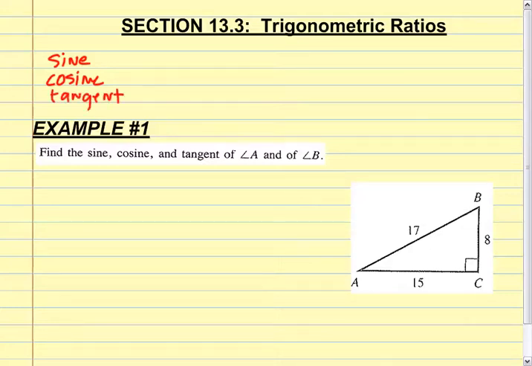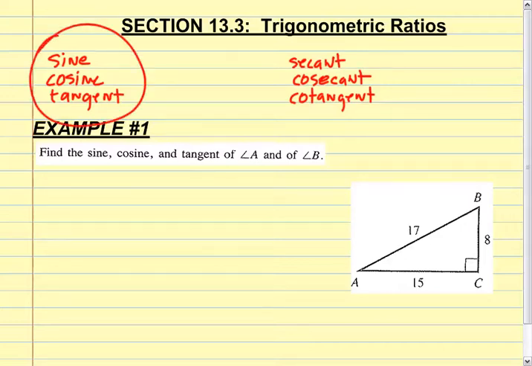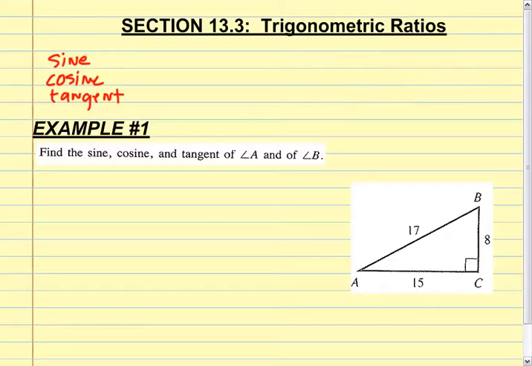and then the other 3 are secant, cosecant, we won't be working with these, and cotangent. I'm going to erase them just as soon as I write them. There are 6, but we're only working with these 3. So we're going to focus on those 3.